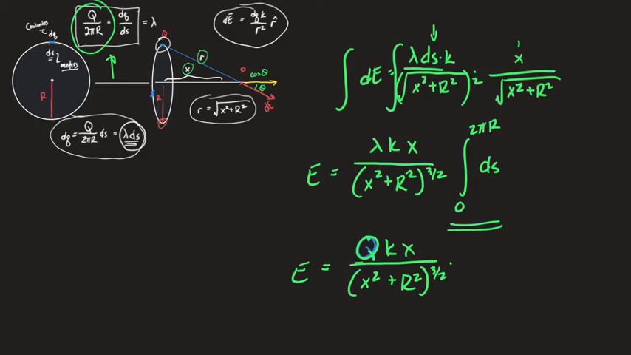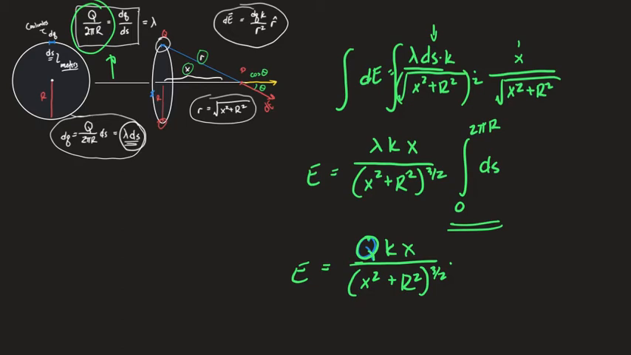And I kind of like pieces of the answer. There's things about this I think are interesting. Like, I think being in the center of the ring, there should be no electric field. And I'm going to point out that when I set x equal to 0, there's no electric field. You guys see that okay?